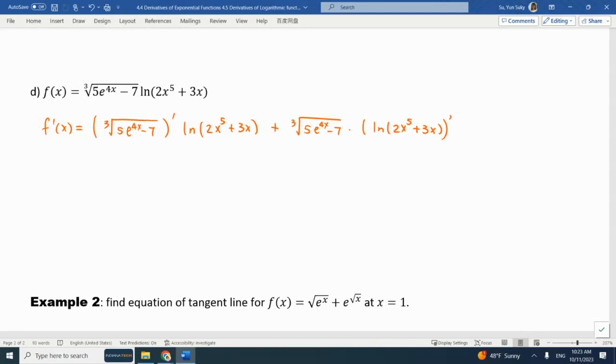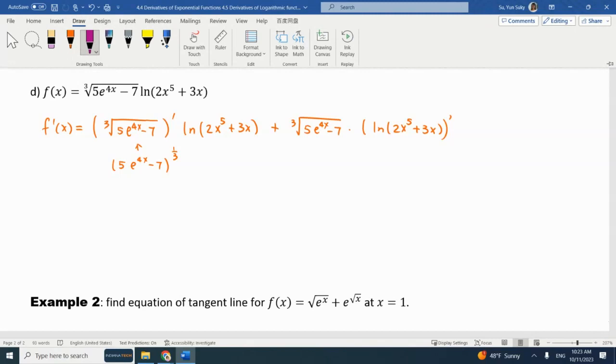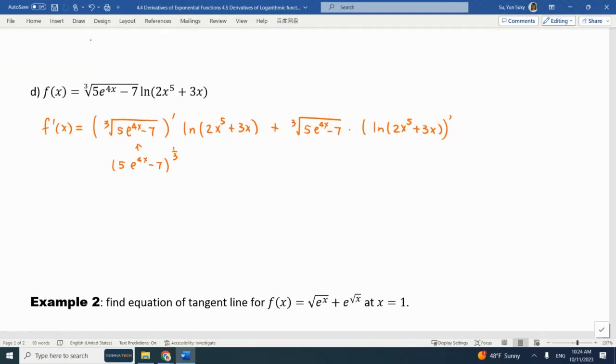Is that okay, everybody? All right. Oh, look at this guy. This guy is like 5e to the 4x minus 7 to the what power? Yeah, 1 over 3. And we want to take the derivative of this. So, George, what rule do we use? This something to the 1/3. What rule do we use?